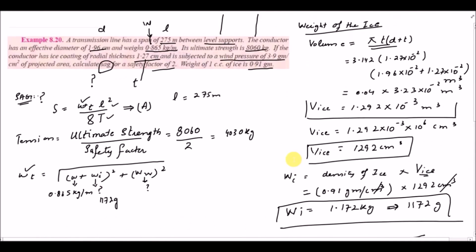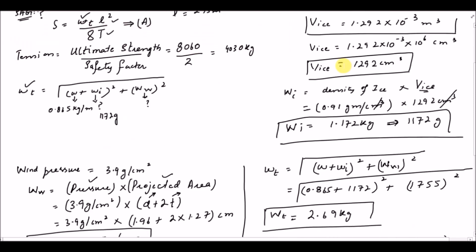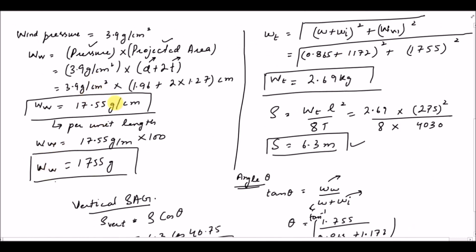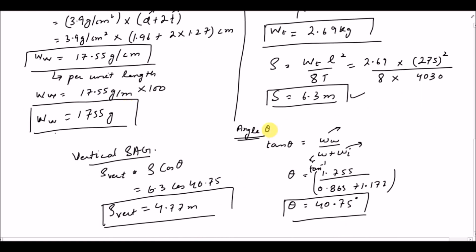So this was the second example in which we have to find the sag value if the ice loading and the wind pressure were also introduced. What we have done is we have calculated the total weight that includes the weight of the ice loading as well as the weight introduced by the wind pressure. For that we have used the formulas that we already calculated for the volume of ice as well as for the weight introduced by the wind pressure. If you are asked to find the angle theta at which the weight is acting, you have to use the formula tan theta is equal to WW over W plus WI, and for the vertical sag you just have to take the cosine of that particular angle theta and multiply it with the sag that you have already calculated. This is known as vertical sag.